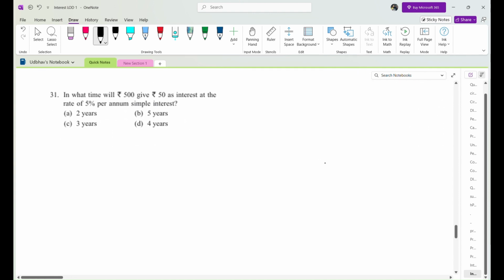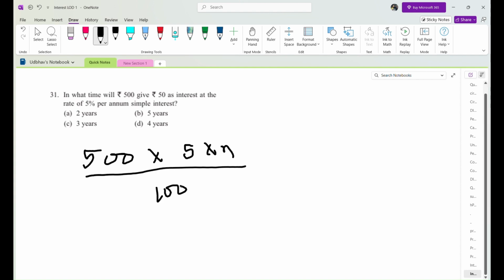In what time will 500 give 50 as the interest at the rate of 5% per annum simple interest? 500 is the principal, 5 is the rate, we want the time upon 100, 50 is the interest we want. n equals 2 years. Very basic question.